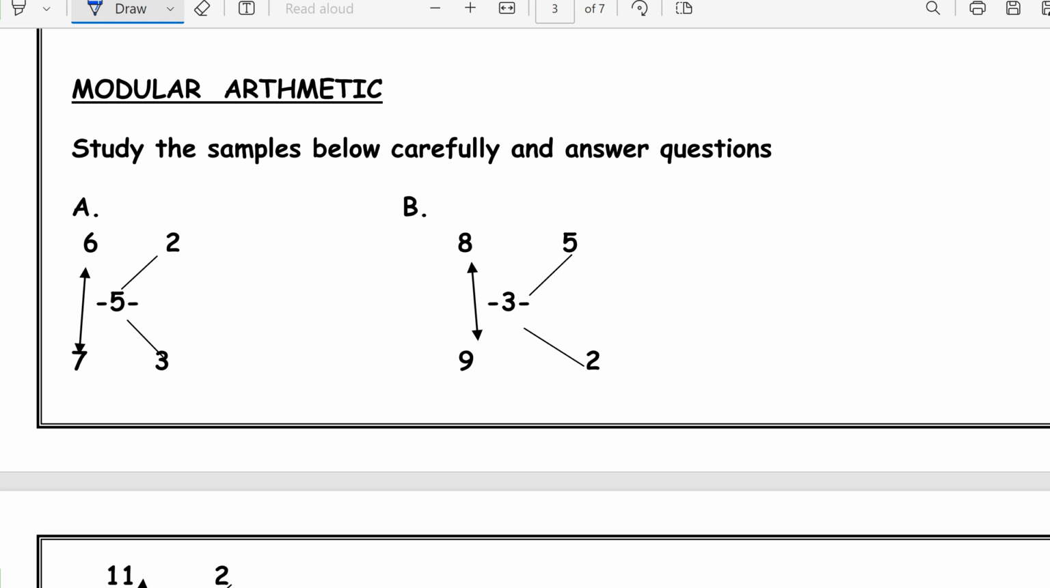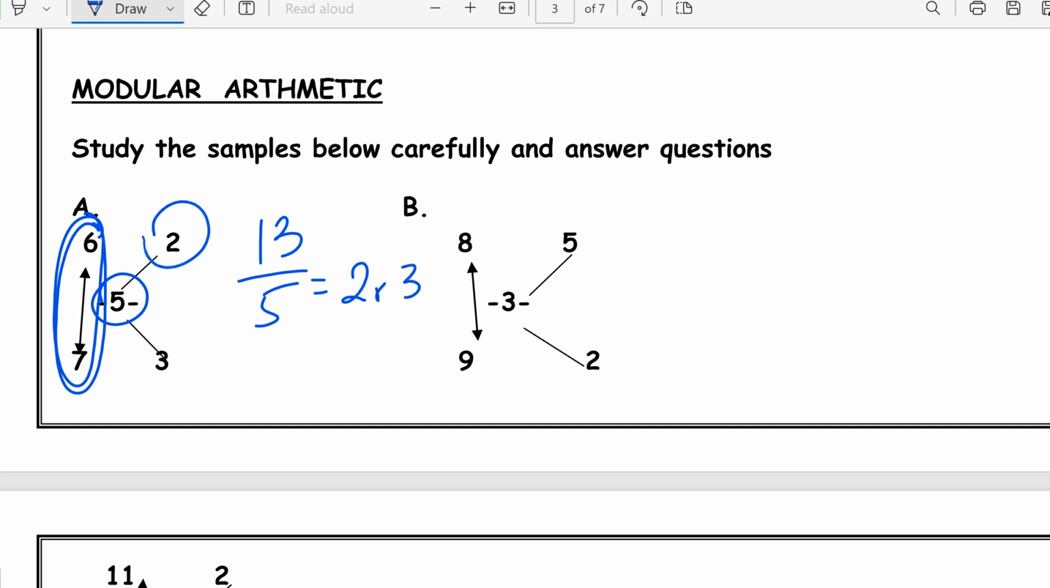Now quickly on to modular arithmetic. Modular arithmetic is arithmetic with remainder. So what do we do here? All we need to do, we add 6 and 7. Whatever you have at this point, you add it together, which will give you 13. You divide it by 5. How many 5 can you get in 13? That is 2, remainder 3. You put the 2 here, and you put the 3 over here.